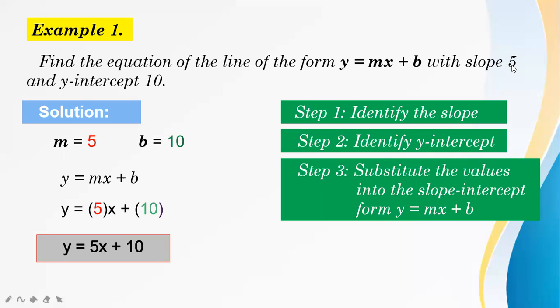We have the slope is 5 and the y-intercept is 10. So this will be the formula, and this will be the order. So we have y equals 5x plus 10, where 5 will be the slope and b will be our y-intercept. So this will be your answer.